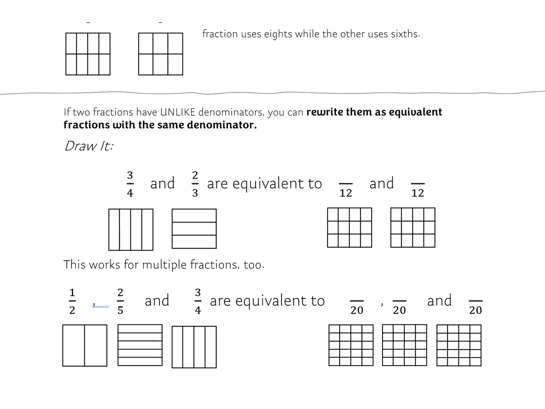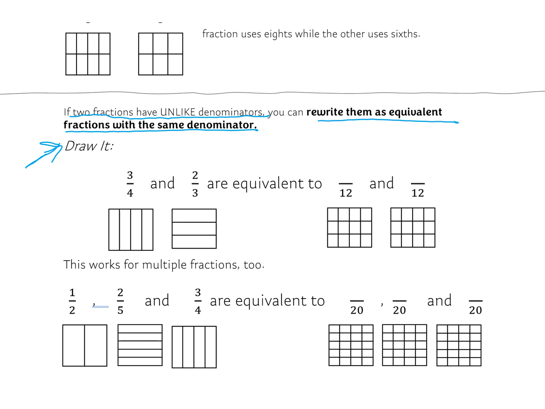So that brings us to this new skill we are working on. The big idea we are working with is this one. If two fractions have unlike denominators, we can rewrite them as equivalent fractions with the same denominator. That is, we can express them so that their pieces are the same size. Here's an example that we can do with drawing. This is our draw it today.